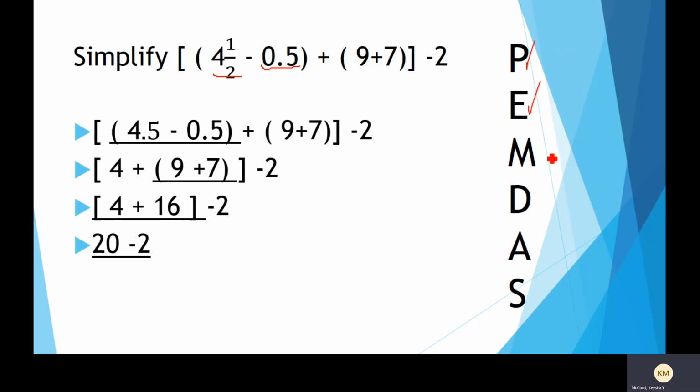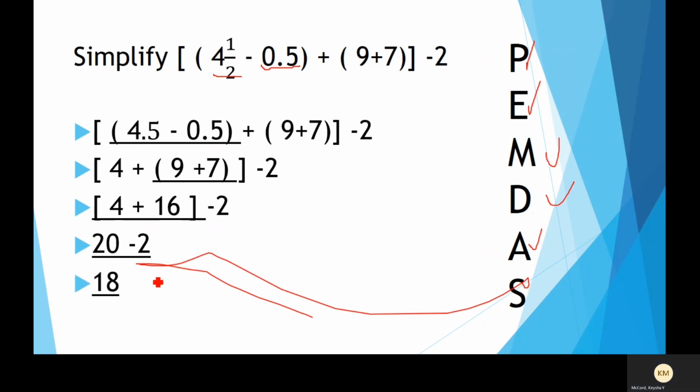I don't see any multiplication and division, but I do have addition and subtraction. So in this case, whatever comes first. So if I go from left to right, I'm going to subtract. So 20 minus 2 is going to give me 18.